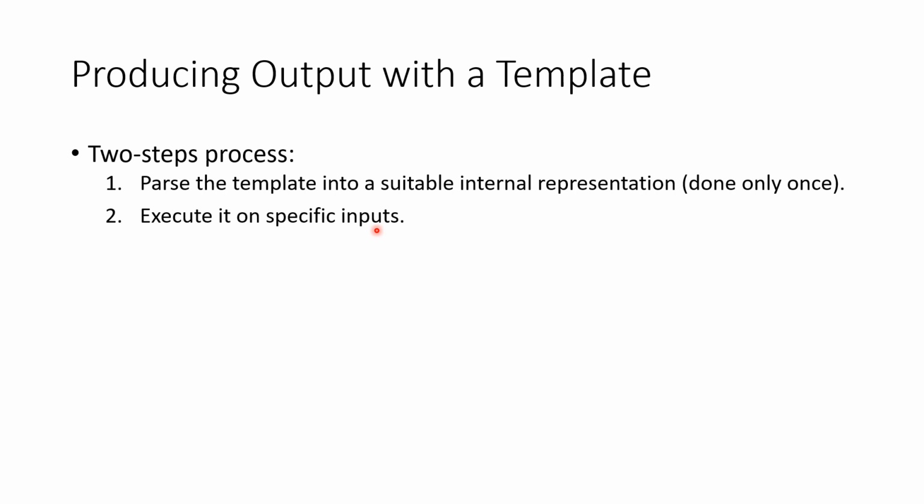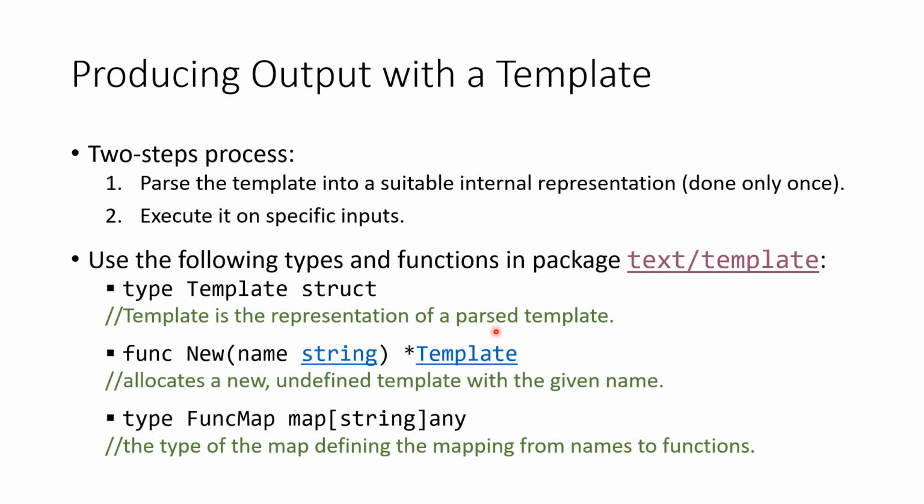To implement this process, we use the following types and functions in package text/template. The first type is the Template struct, which is the representation of a parsed template. Function New takes a string as argument and allocates a new undefined template with the name given in the argument.